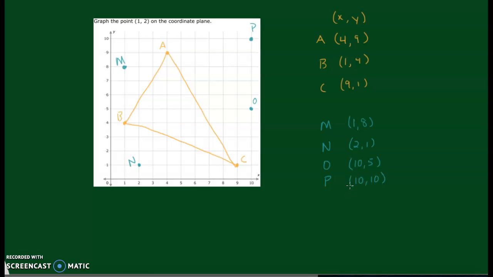Now, on your home link, the coordinate plane goes up to the number 18 for both the x and y axis, so you could use bigger numbers. I just have 10, and I'm going to go ahead and connect the dots on that.